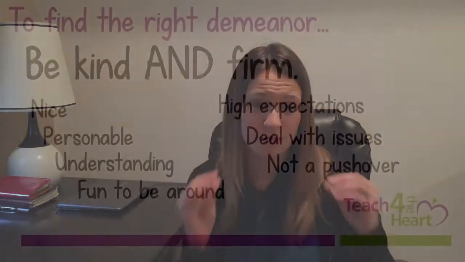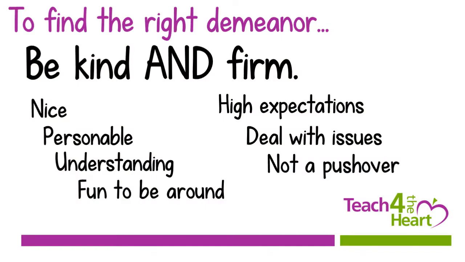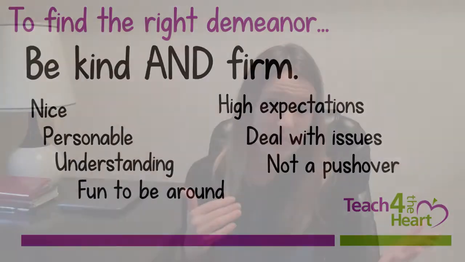Finally, in having the right demeanor, you need to be both kind and firm. Sometimes we teachers tend to think it's either or. I can either be kind and nice or I can be strict and firm. But the reality is you need to be both. You need to be nice. You should be personable, understanding, fun to be around. These are important. If you're mean, students might obey you, but they're not going to respect you, and you're not going to be able to have a real impact.